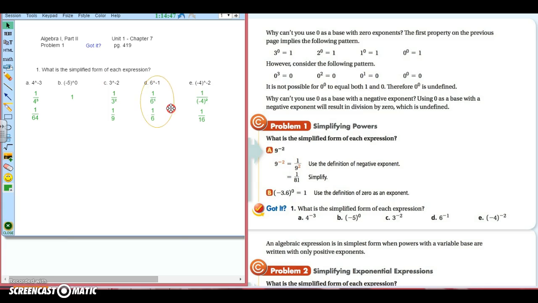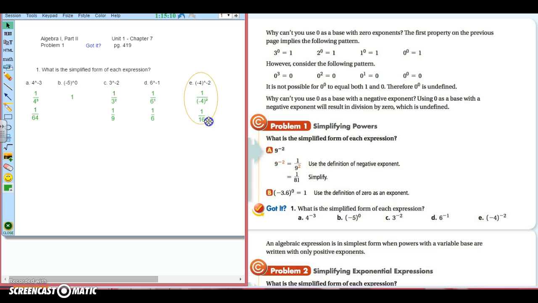Okay. D says 6 to the negative 1 power. Same rule. 6 is the base. In order to get rid of that negative, it has to move the 6 down to the denominator. And anything to the first power is itself, so that becomes 1 over 6.